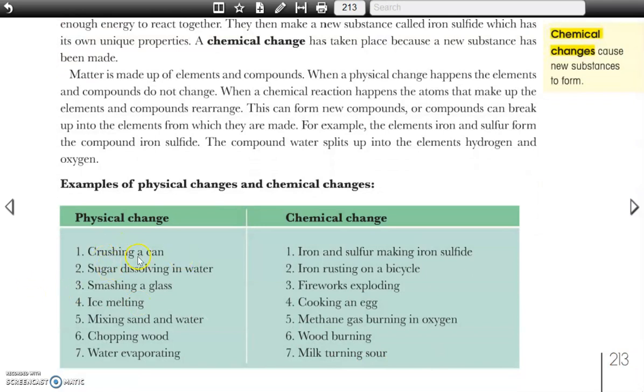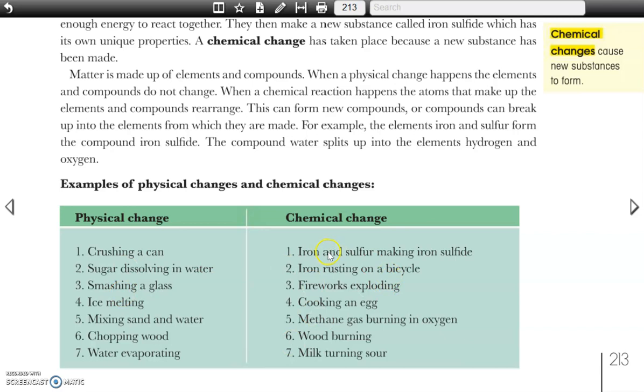So if you crush a can, it looks different, but it's still an aluminium can. You put sugar into water, the water's still the water, the sugar's still the sugar, it's just the sugar's dissolved, so it's just a mixture. Smashing a glass, yes, the glass into smaller pieces, but it's not a new substance, it's just in a different form. So that's what we're talking about, physical changes, okay? Or if you change ice into water into steam, all three forms or all three states are still water, and it's just that they're in a different state. They're not a different compound, okay, or not a different substance.